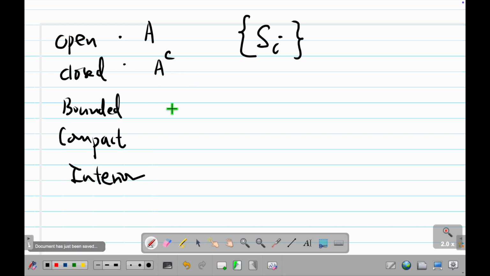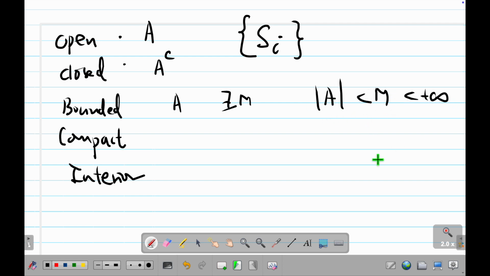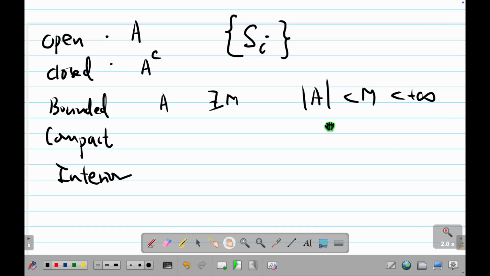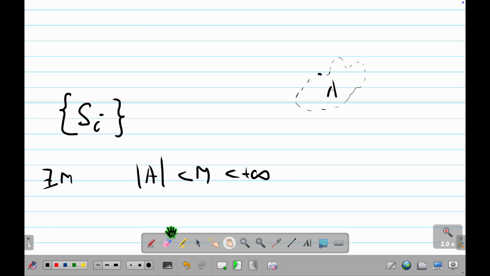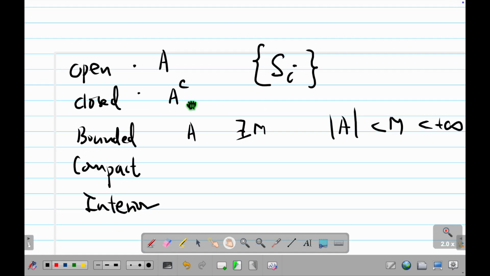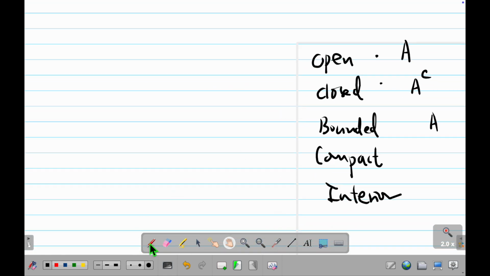What's bounded? A set A is bounded if there exists M such that, let's say, I have some number telling how big A is. Of course, M is smaller than positive infinity. In a geometrical sense, this is my A, which doesn't necessarily need to be a convex set. I have a ball with radius M that is bigger than A, surrounding A, something like that.